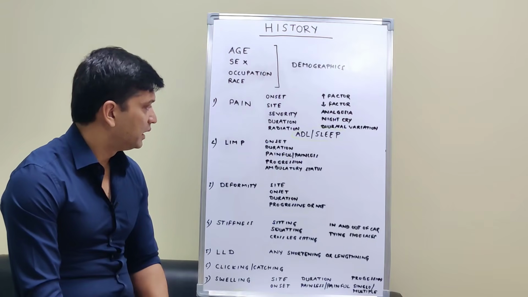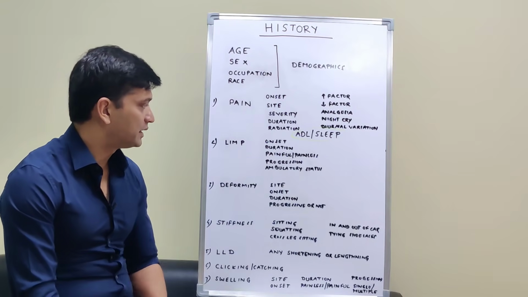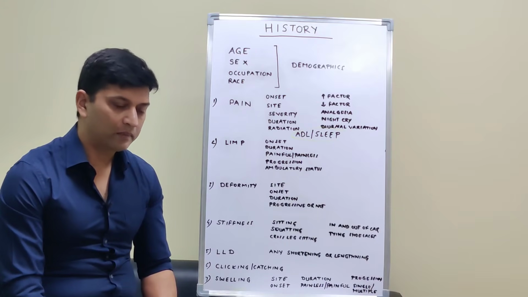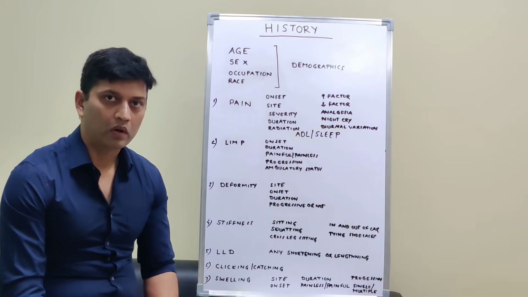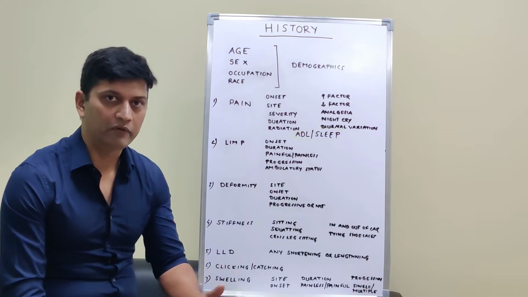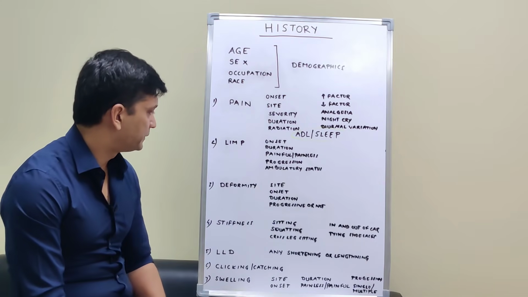So progression is important, and ambulatory status is important: is it so bad that the patient is now wheelchair bound or cannot walk, or is the ambulatory status compromised so that he cannot walk or stand for long? So that is also important.